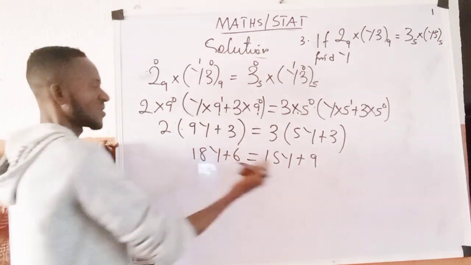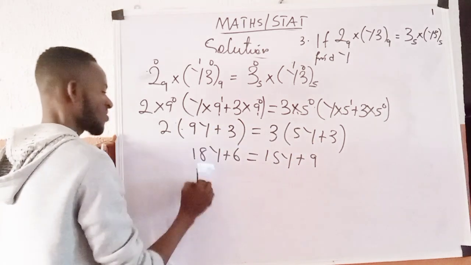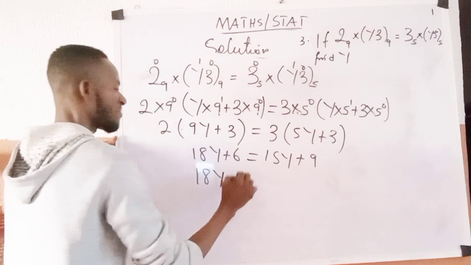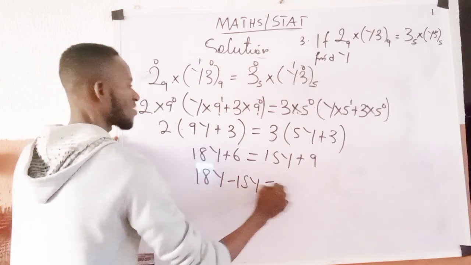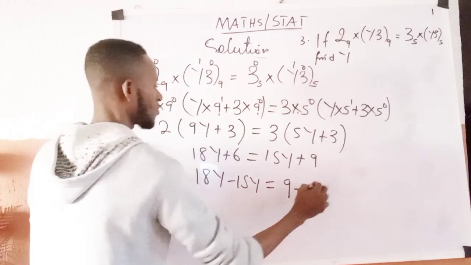I will collect like terms. This one carrying y should come and meet the other one. This number should go and meet the other one. It becomes what? 18y minus 15y equals. Here is my 9. This one going over there, minus 6.